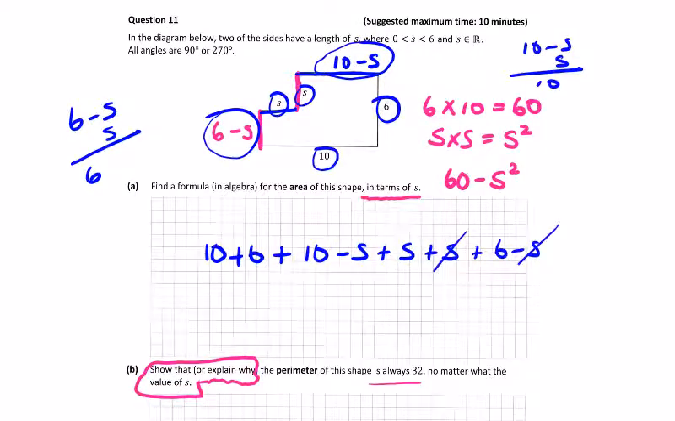So I have an s and a minus s, an s and a minus s. 10, 20, and 12 is equal to 32. So that's showing it mathematically. So you could say the s's will always cancel with 10 minus s and 6 minus s, but if you show this mathematically, there will be no need to do anything else.